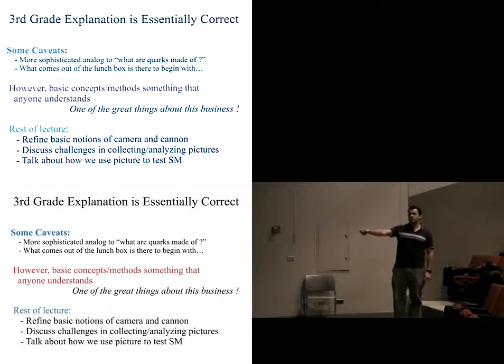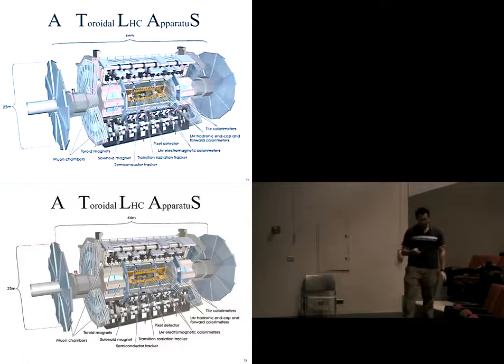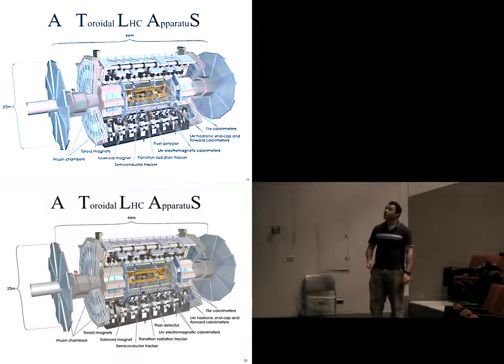Okay, so the rest of the lecture is going to be to refine the basic notions of the camera and the cannon, and I'll talk about how physicists really think about these pictures that we're taking, and how we discuss them. Then I'll talk about some of the challenges in collecting and analyzing these pictures. So it's not as easy as just taking the pictures and looking at them. I'll talk about things that complicate that basic picture, and then I'll end with a discussion about how we actually use these pictures to relate to the theory, to go back to the theory.